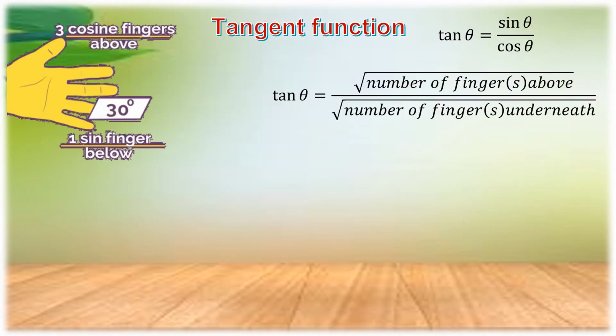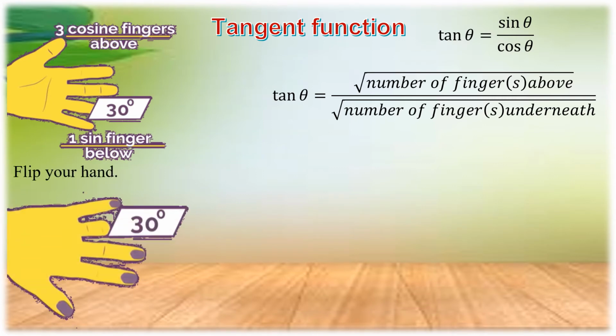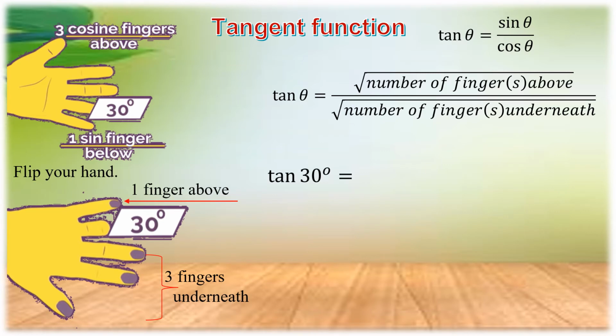So let us determine tangent 30 degrees. First, you need to flip your hand and bend down your 30 degrees finger. Then count how many fingers above. Correct. There is only one finger above. How about the number of fingers underneath or below? Correct. There are 3 fingers underneath. Now, substituting the values, we have tangent 30 degrees is equal to square root of 1 over square root of 3. And square root of 1 is 1. So therefore, we will be having 1 over square root of 3.